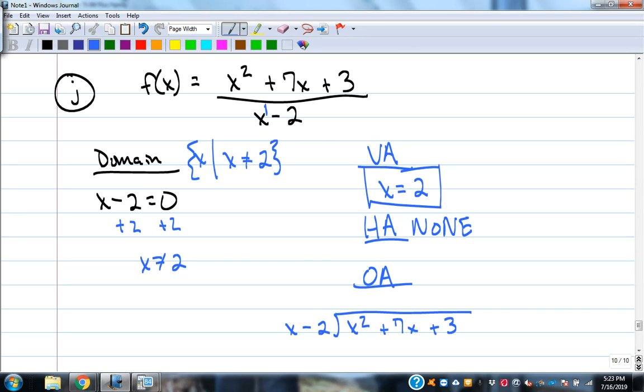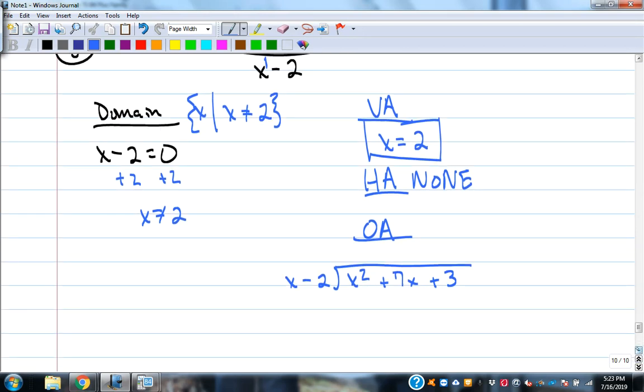We're going to do that long division, and it doesn't matter what the remainder is. We're just doing the division to get that y equals mx plus b part for the oblique asymptote. So what times x gives me x squared? x. So distribute: x squared minus 2x, and subtract. The x squareds cancel out. 7 minus negative 2 would be 9x.